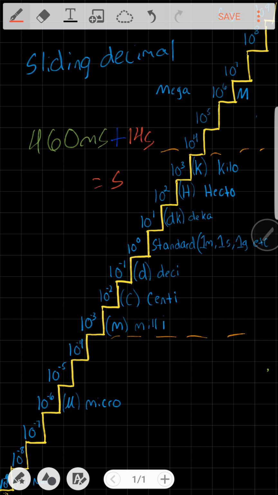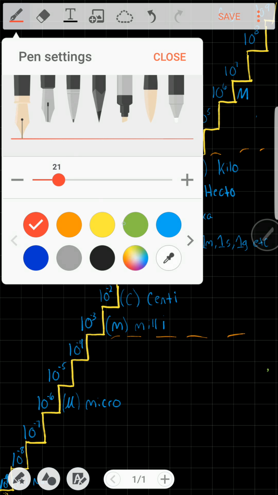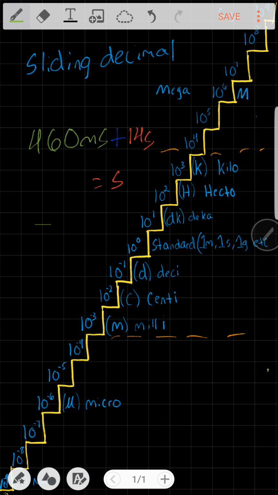I'm going to keep them as seconds. So what I'm going to do is I have to convert my milliseconds. So I have 460 milliseconds, and I want to convert that into seconds. Is my unit getting bigger or is it getting smaller? Well, here's a standard. See, there's no prefix there, so the unit from milli to a regular second, it's getting bigger. This number is getting bigger.